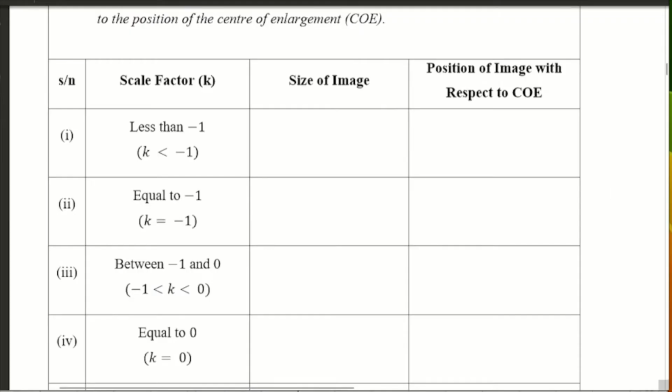So we can fill this table by saying that the size of the image is enlarged. And then with respect to the position, we would say that it is at the opposite side of the object.